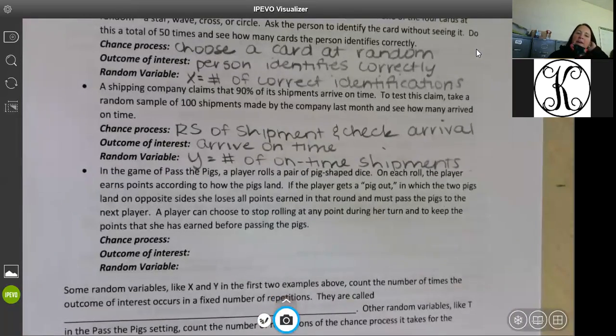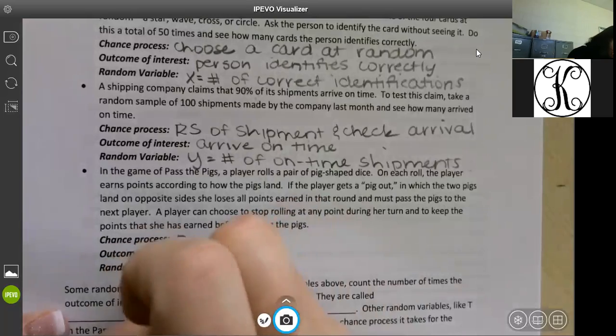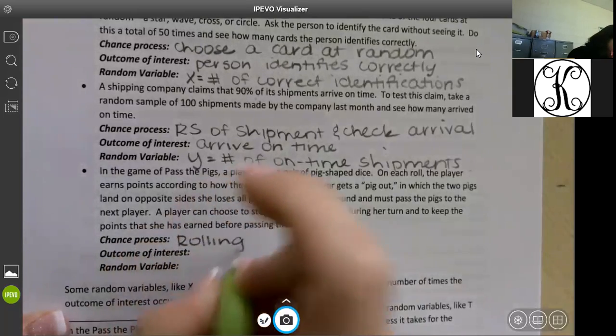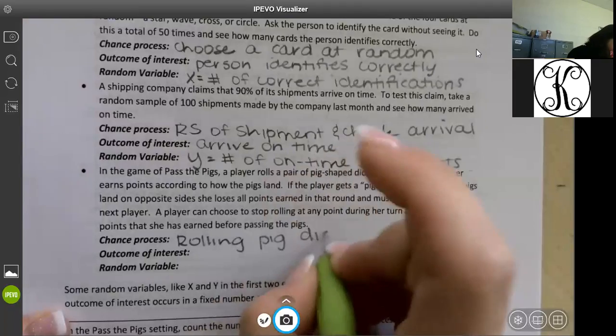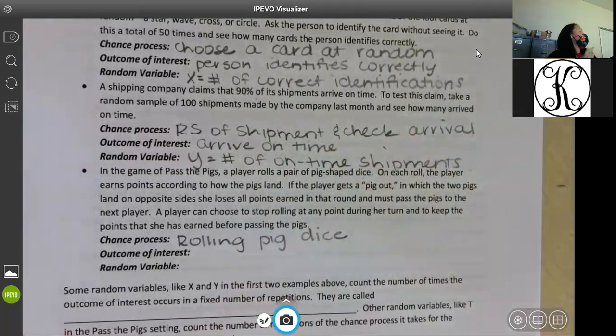The next one says, in the game of Pass the Pigs, a player rolls a pair of pig-shaped dice. On each roll, the player earns points according to how the pigs land. If the player gets a pig out, in which the 2 pigs land on opposite sides, she loses all points earned in that round and must pass the pigs to the next player. A player can choose to stop rolling at any point during her turn and to keep the points that she has earned before passing the pigs. So what is your chance process? What are we doing? Rolling the pig dice. If we were looking at cards, it would be drawing cards. So what are you doing?